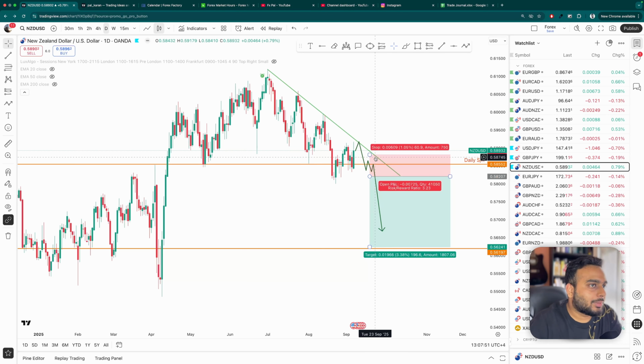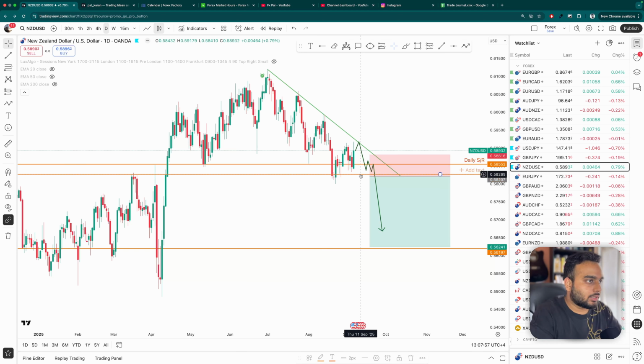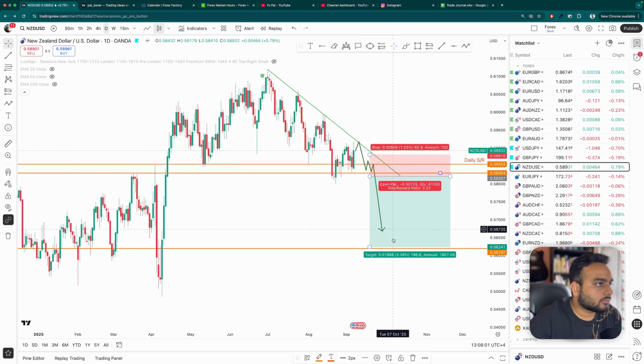So let's see, whatever it is, I am interested in this. There is a chance it might not happen this week, so what I'll do is I'll put a line here and set an alert so I don't miss this.